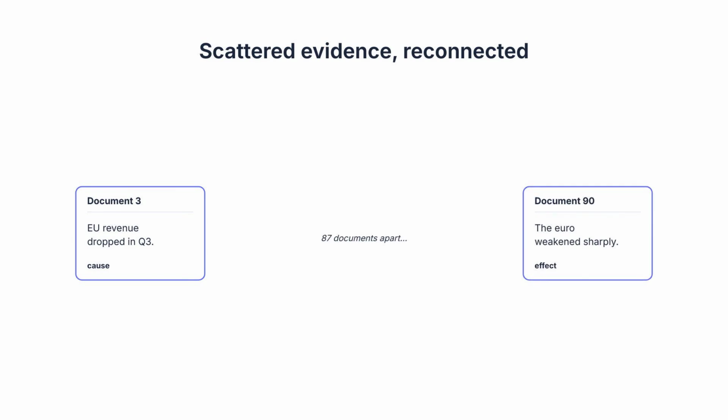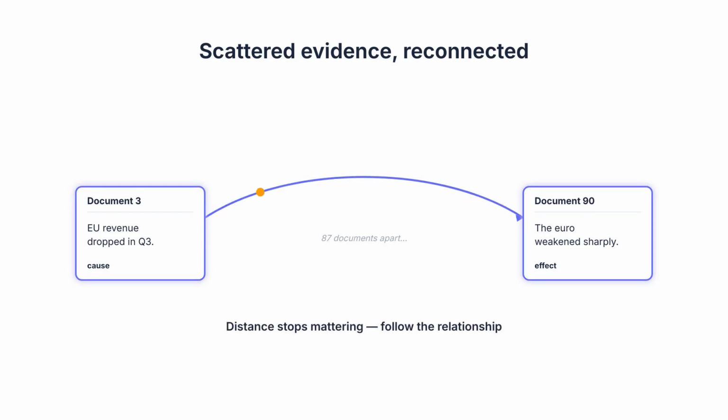Non-contiguous evidence also solved. When the cause in document 3 and the effect in document 90 are linked by an explicit edge, it doesn't matter how far apart their text lives. The graph reconnects what chunking severed. Distance in the document stops mattering, the relationship is what we follow.